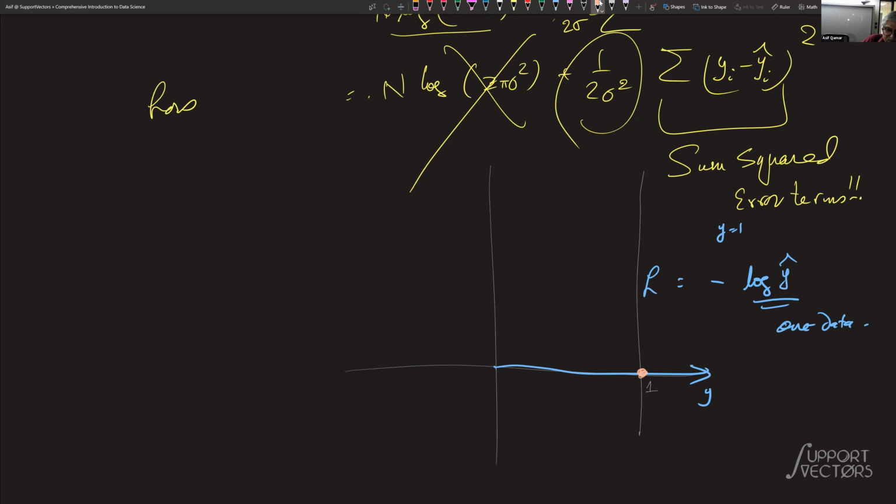Do we agree? For y hat, if y hat is equal to 1, then how much will the loss be? Log of 1 is 0. Kyle? Yes, it is 0, right?